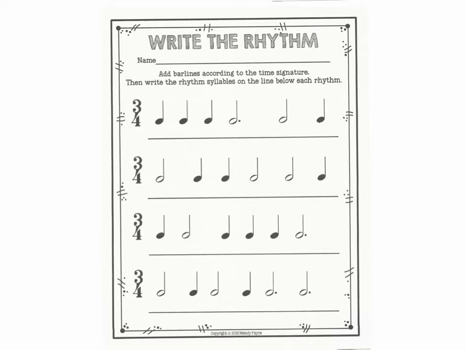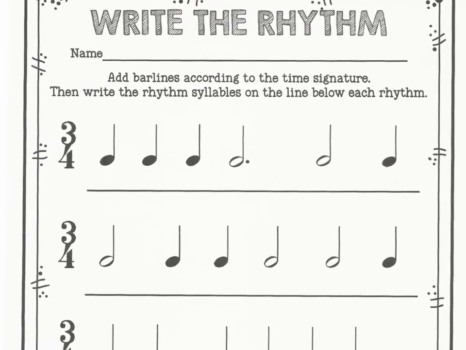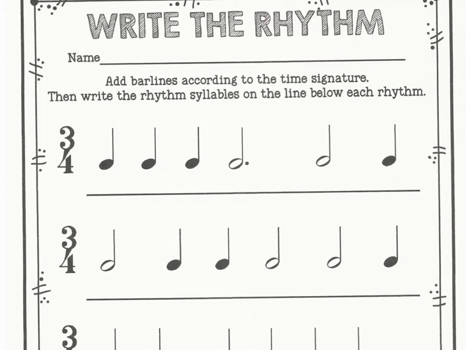So the videos probably won't be as long this time around, but you guys are going to do a lot more individual work with this. But this way you guys can see how it's done and you can practice with it. Okay? So I'm going to just make it a little bit bigger so we can see. What they want us to do is add bar lines according to the time signature, then write the rhythm syllables on the line below each rhythm.